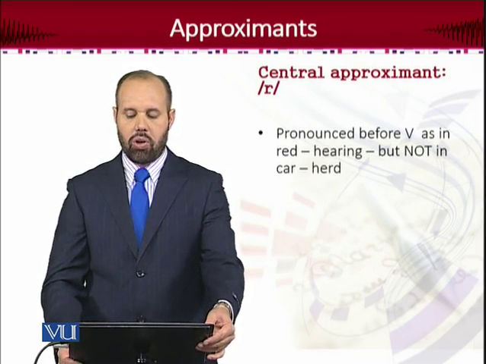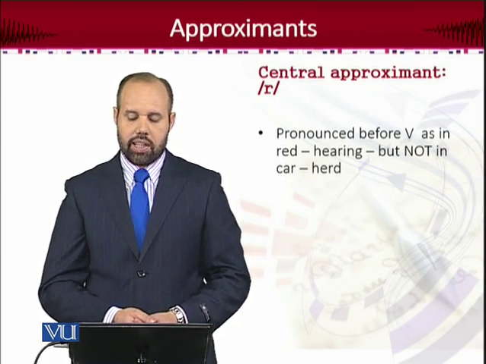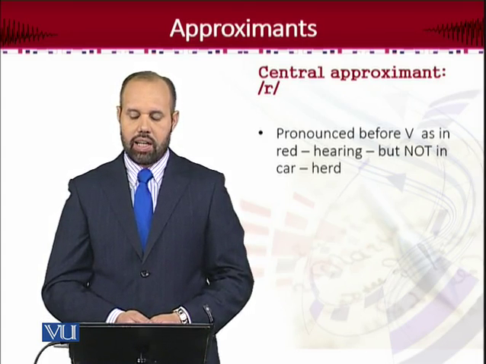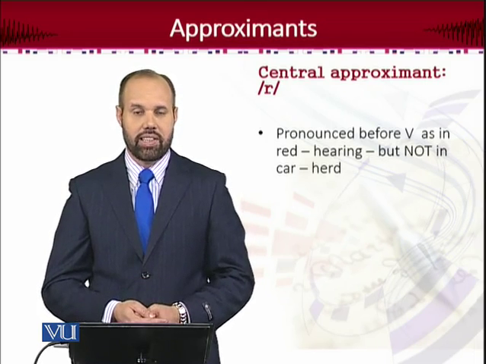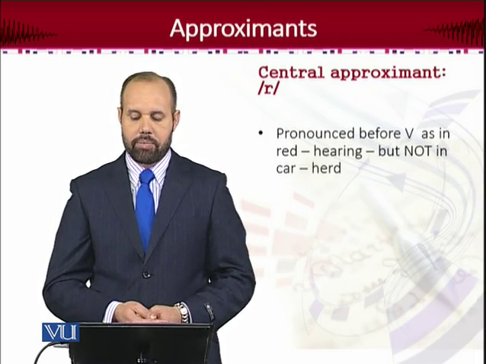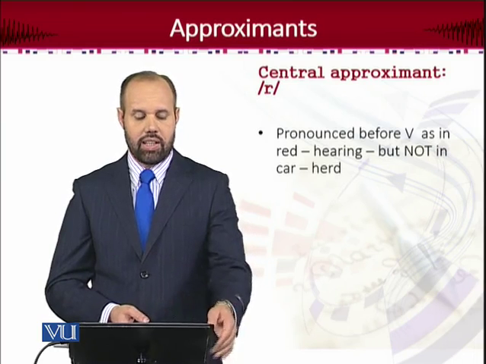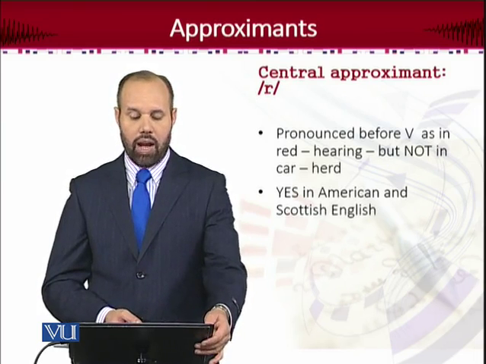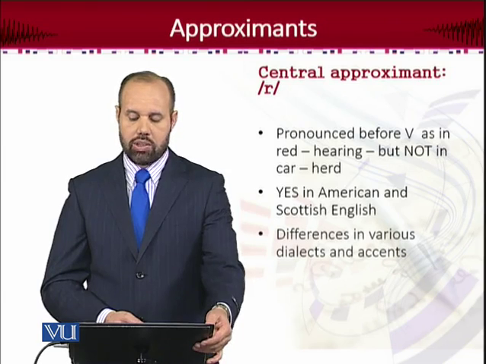And then we also have some features for the R sound, which is a central approximant. Central approximant is pronounced before a vowel, right? Like in read and hearing, in the RP accent. It is pronounced only when it is before a vowel, right? But it is not pronounced in words like car or heard, in RP accent. But in the case of American and Scottish English, it may be pronounced in a position where it is occurring just before a vowel as well.